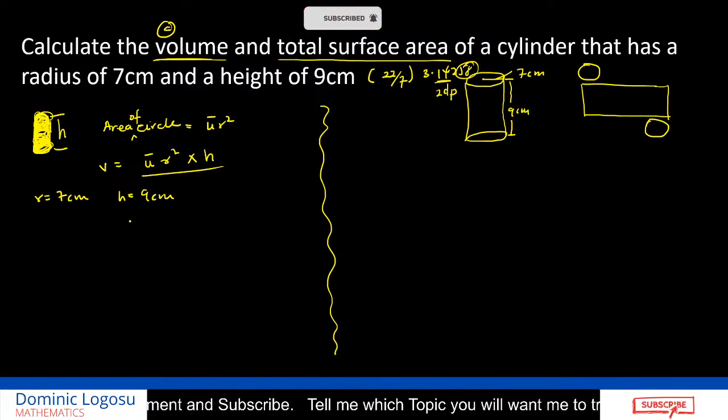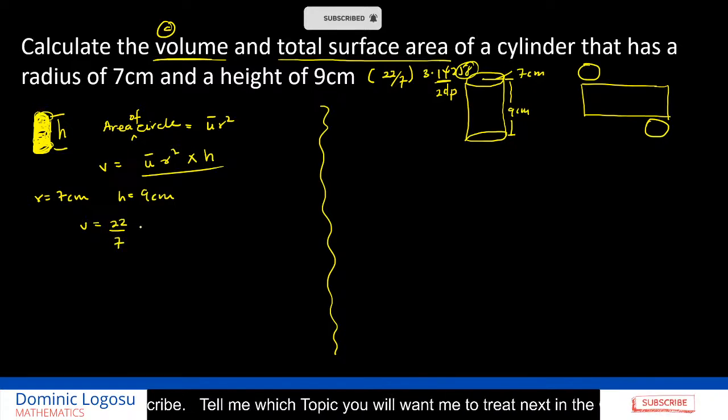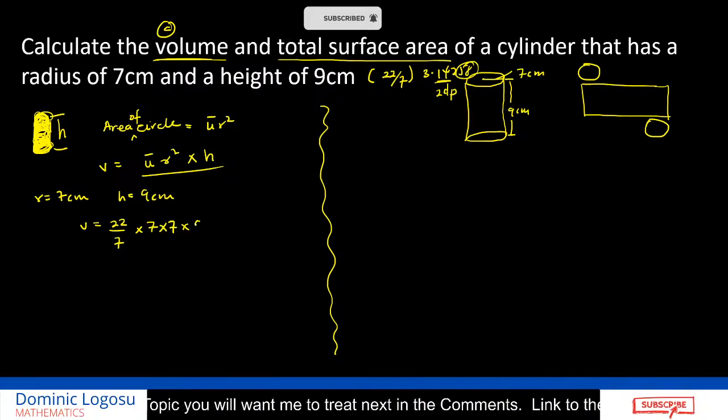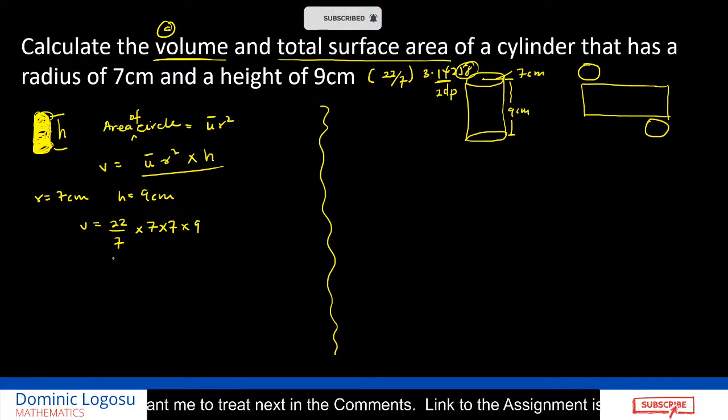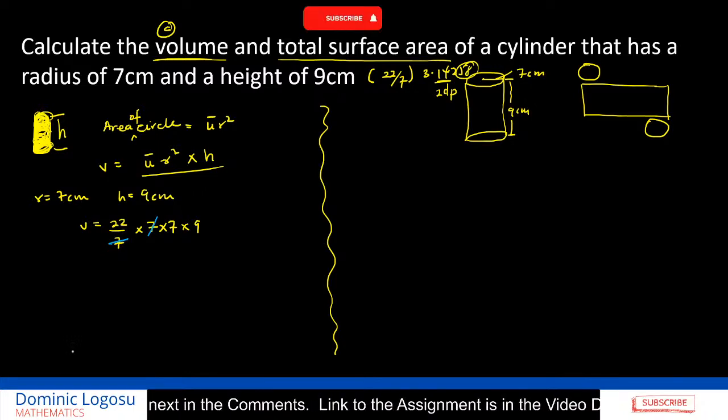We've established that we're going to use 22 over 7. So volume will be equal to 22 over 7, and then pi r squared. So it means that 7 times what? 7 times the height, which is 9. Okay, if you want to go further, let me change the marker. This 7 will cancel this 7, and then if you want to reduce it, we'll now have what?